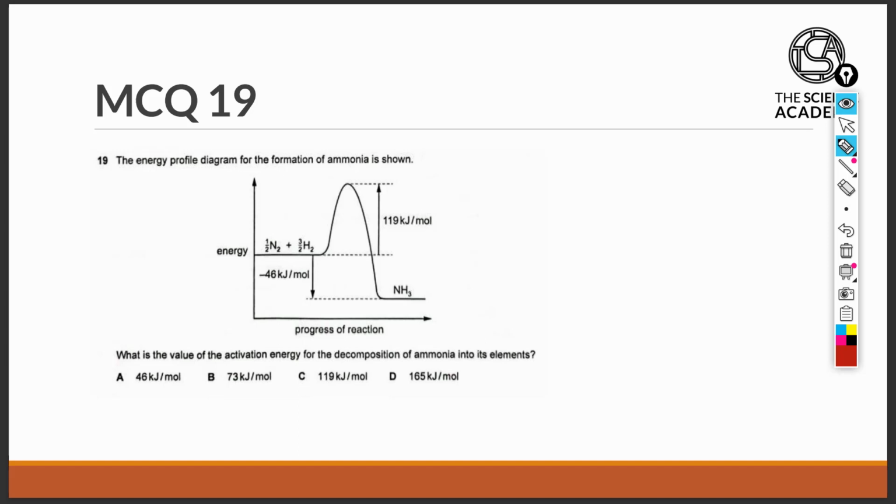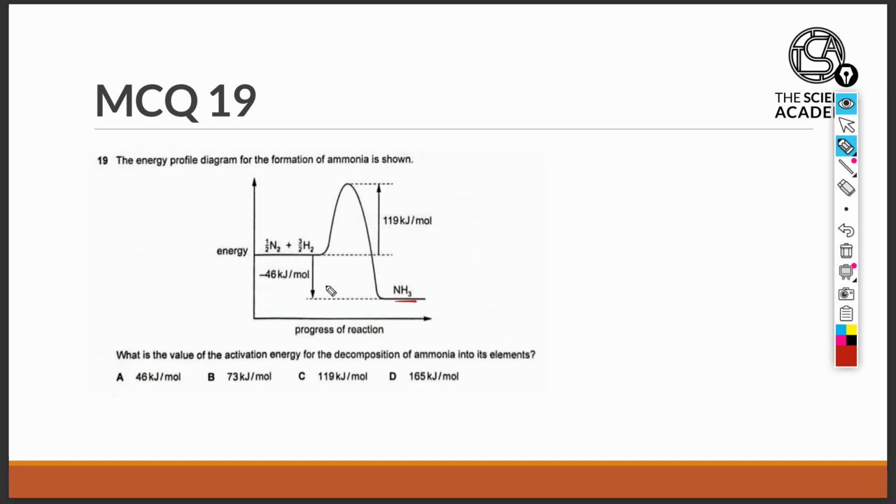Question 19. The energy profile diagram for the formation of ammonia is shown. Ammonia is the product formed from half a mole of nitrogen gas and 1.5 moles of hydrogen gas in this reaction. The activation energy of the reaction can be thought of as the energy barrier for a successful reaction, which is going to be the height of the hump that the reactants must overcome in order to form the product.